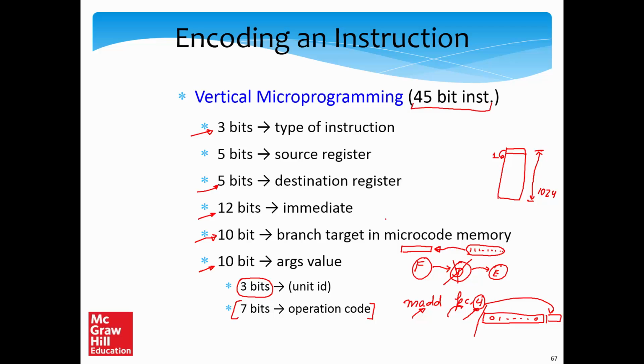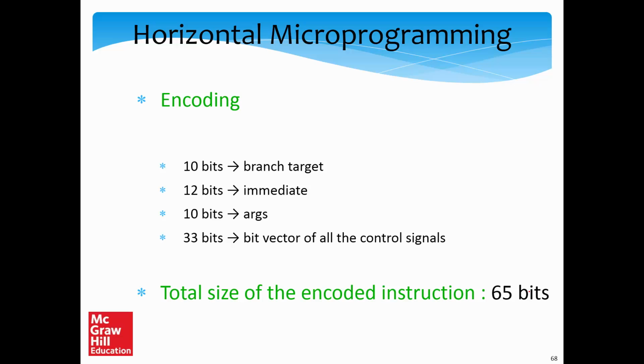So we don't need a decoding stage at all. This is called horizontal microprogramming, where the control signals will directly be part of the instruction's encoding. So in this case, we'll have 10 bits for the branch target. Fine, fair enough.